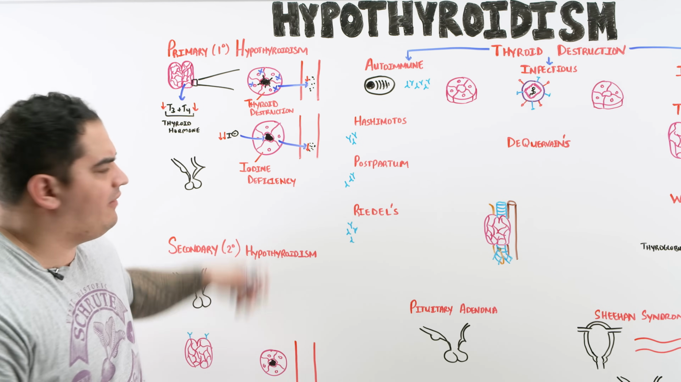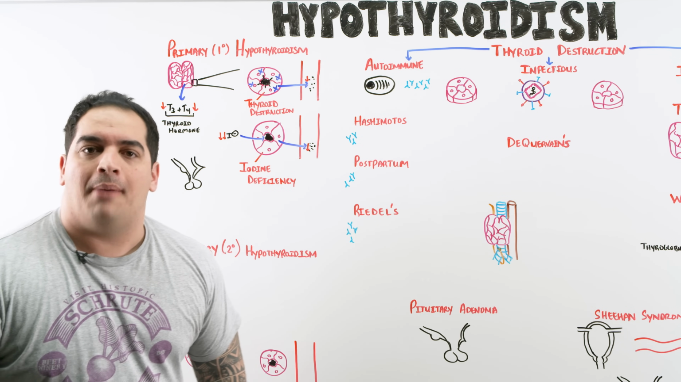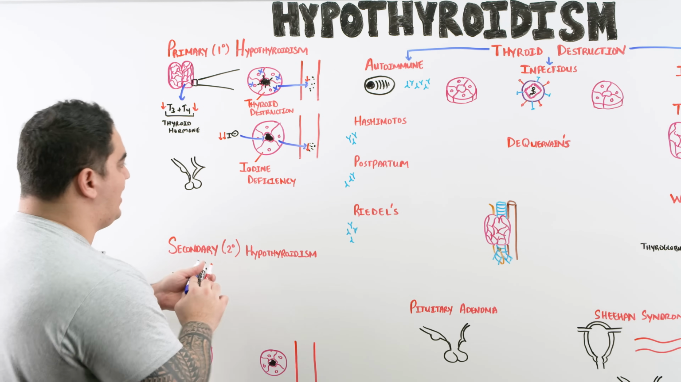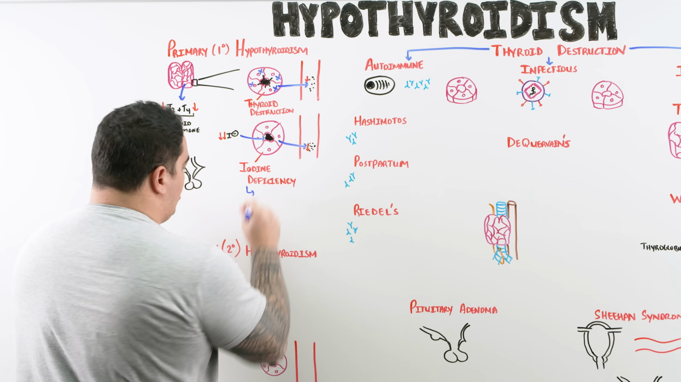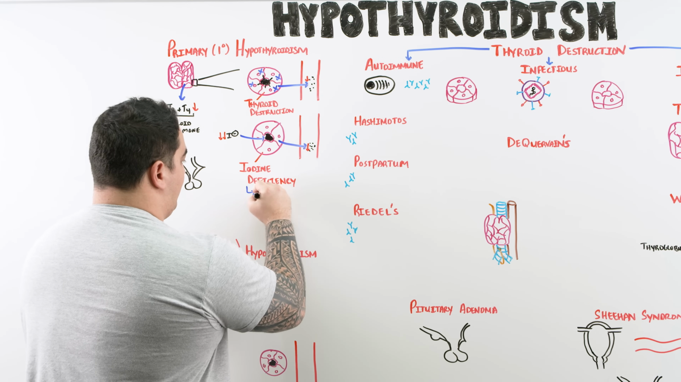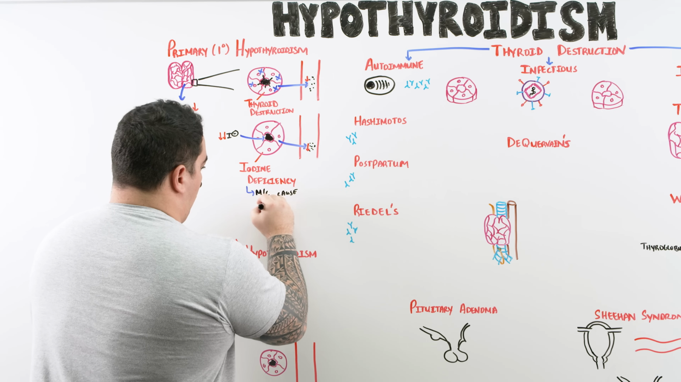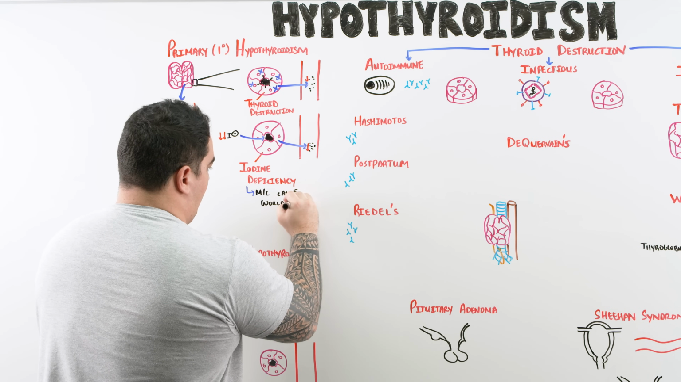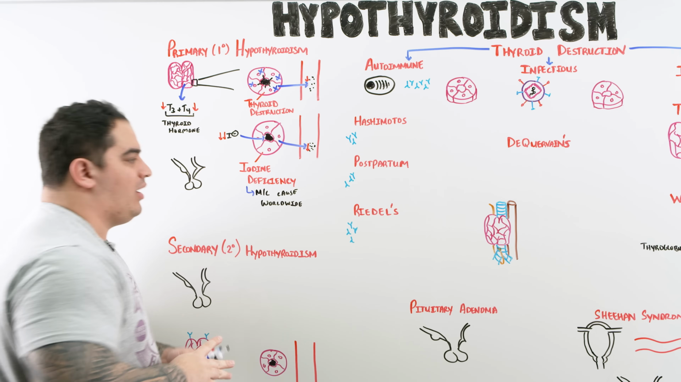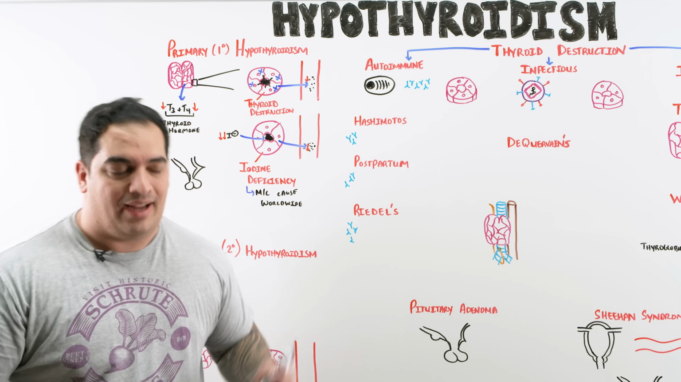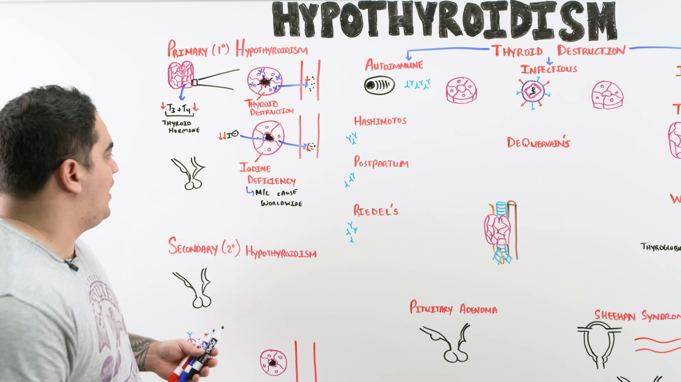Now, big thing for iodine deficiency, this is the most common cause of hypothyroidism worldwide. So let's actually write that down. This is the most common cause worldwide. So you want to think about this in areas where there's less iodine intake. Usually there's not sufficient intake, third world countries, etc.